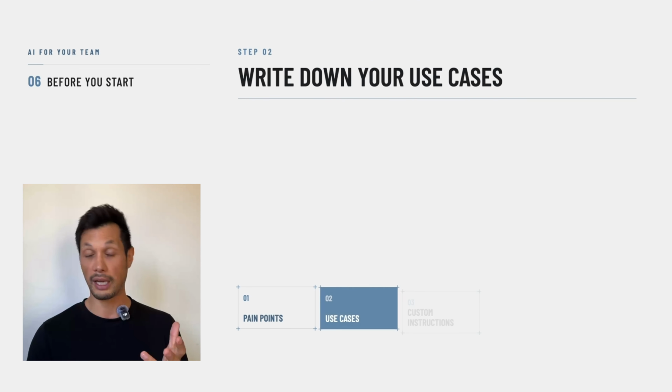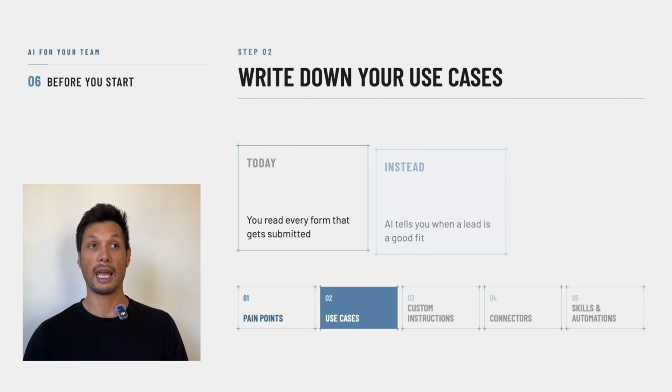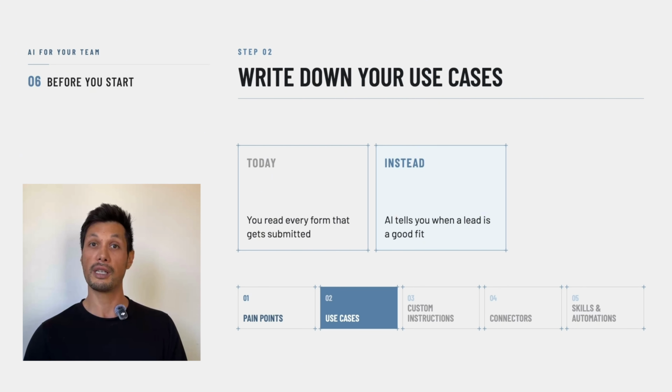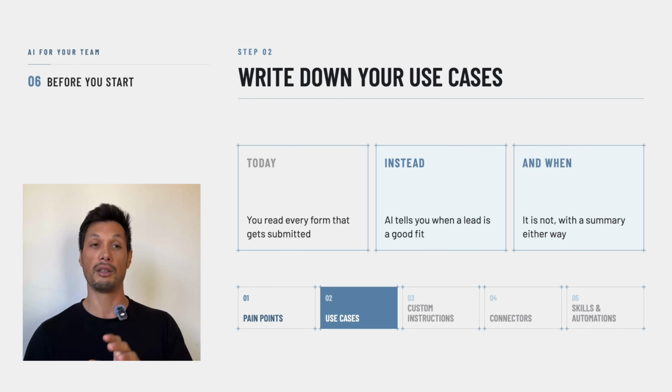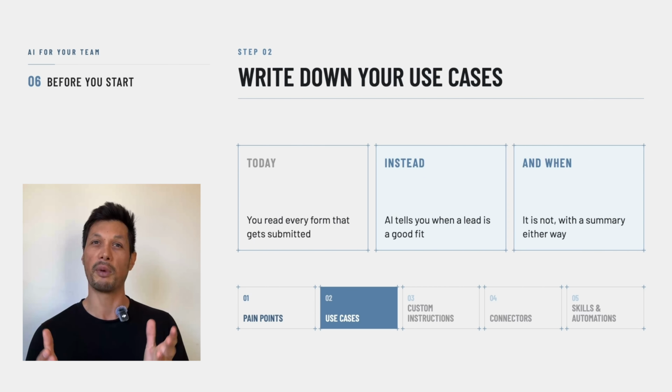After that, you want to write down your cases, things like you spend a lot of time reading every form that gets submitted, and you would like AI, for example, to automate and tell you when a lead is a good lead for you, is a good fit as a client, and when it's not. So you just have a summary of those.